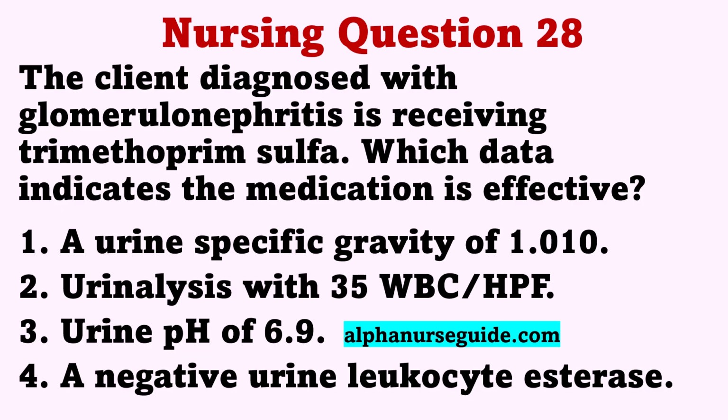Urine specific gravity can indicate dehydration or water intoxication, but it will not provide information about a UTI. A microscopic value of 35 white blood count per high power field indicates a UTI, not that the antibiotic is effective. The normal value is less than 5 WBC per high power field. Normal urine pH is 5.0 to 9.0, but the pH does not evaluate a UTI.